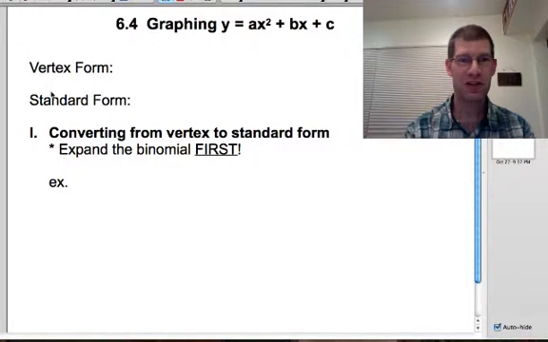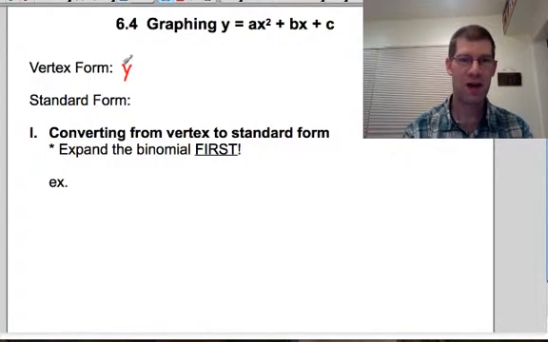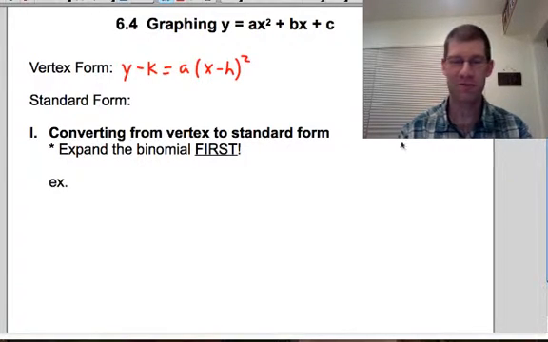So first I want to start out by defining the forms. In 6.3 we talked about vertex form. The vertex form equation is y minus k equals a(x minus h) squared. This tells us we have a parabola because we have an x value that's squared, and h and k are going to be the vertex point, and a tells us if it opens up or down.